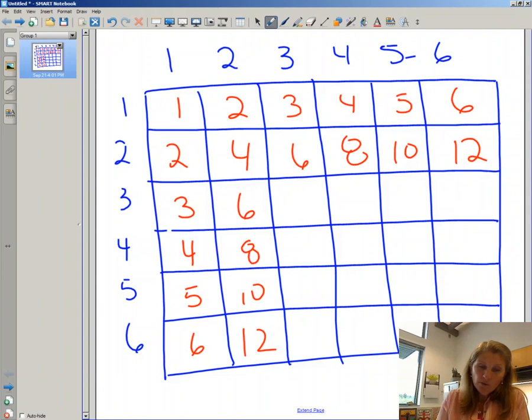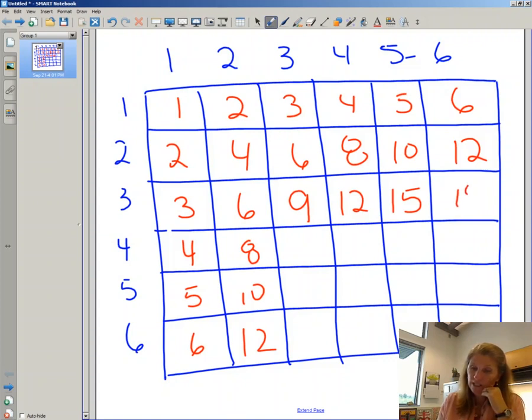3's: 3 times 1 is 3, 3 times 2 is 6, 3 times 3 is 9, 3 times 4 is 12. And look what's happening when you're doing these. It's 3 more each time. So you could be adding, right? 3 plus 3 is 6. 6 plus 3 is 9. 9 plus 3 is 12. 12 plus 3 is 15. 15 plus 3 is 18.